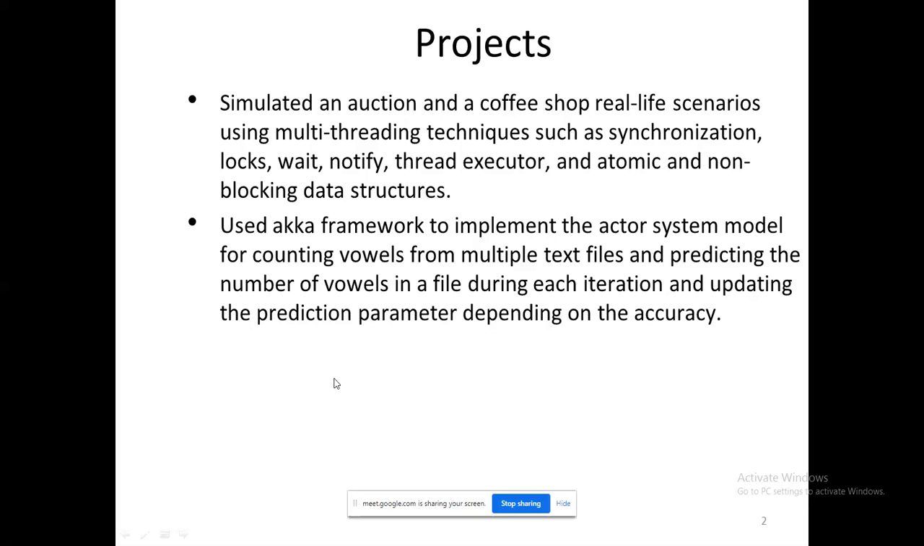So ultimately, by using that concurrency, what we are going to do, right? I am going to count the vowels from multiple text files, and I'm going to predict the number of vowels in the file during each iteration. So it is going to iterate each and every time. So it will convey that this many vowels may be present in the file. Right? It is ready to predict. So updating the prediction parameter depending upon the accuracy. Right? So that's also the major feature that we are going to discuss.